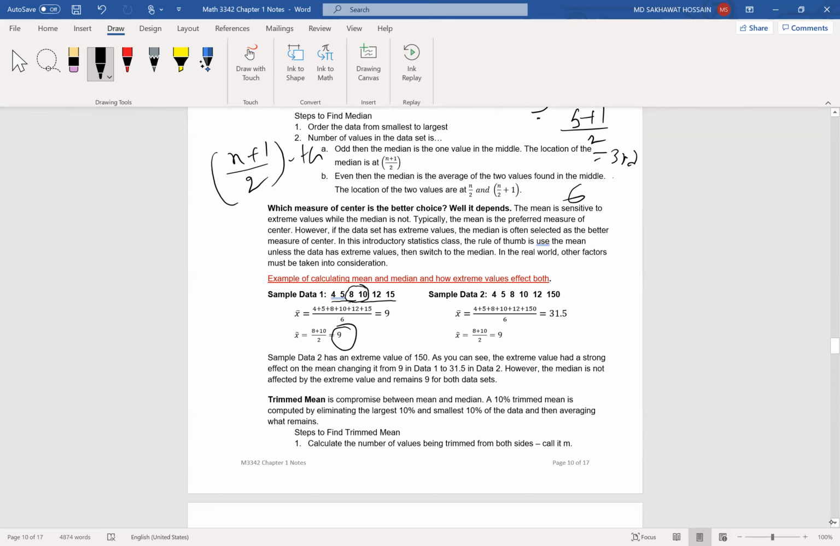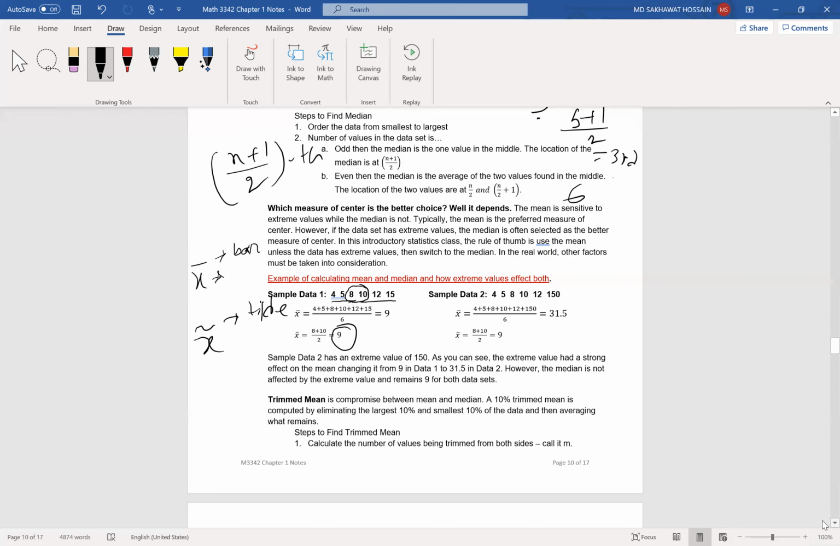The sample median is denoted by x tilde. This is called tilde, T-I-L-D-E, tilde. And the mean is denoted by x bar. This is called x bar, this is bar. And x bar represents the sample mean, and x tilde represents the sample median.